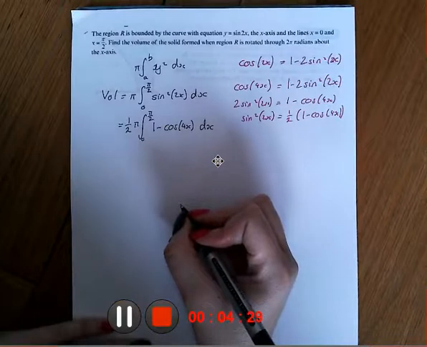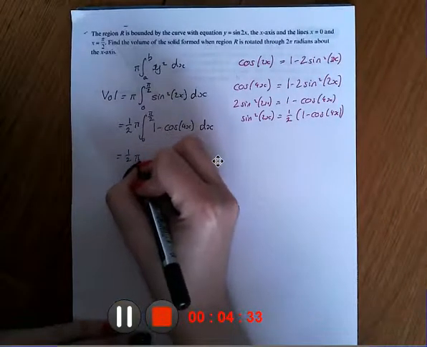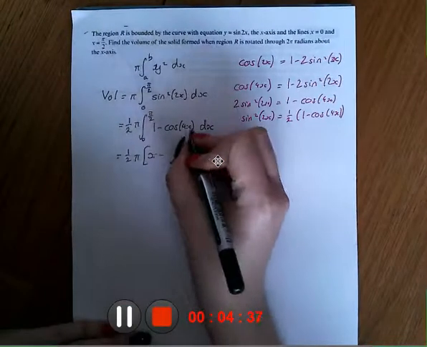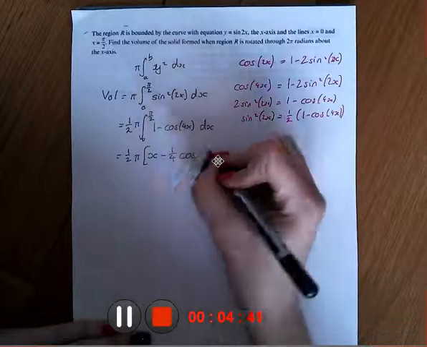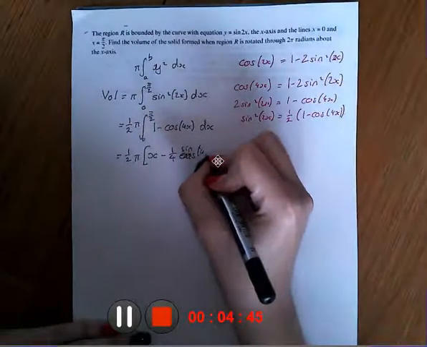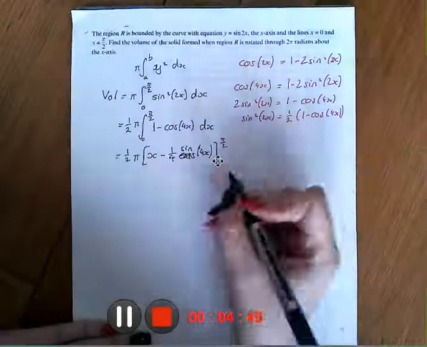Sorry, right, carry on. So now we're at a stage where we can actually integrate it. So a half pi, obviously x minus, so it's 1/4 sine of 4x between 0 and pi over 2.